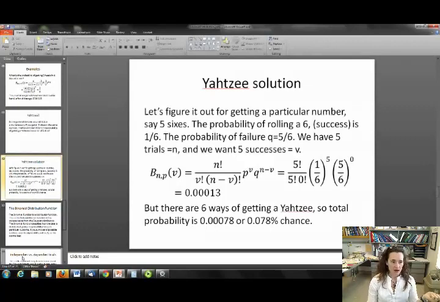So anyway, you could use the same logic for rolling 4 of a kind or rolling 3 of a kind. It's the same kind of logic, except that your number of successes would change. For example, for 3 of a kind, v would then be equal to 3, but your number of trials n is still 5. So any kind of combination like that you can figure out.